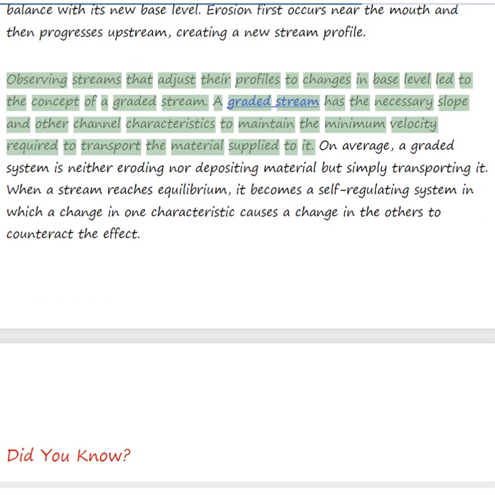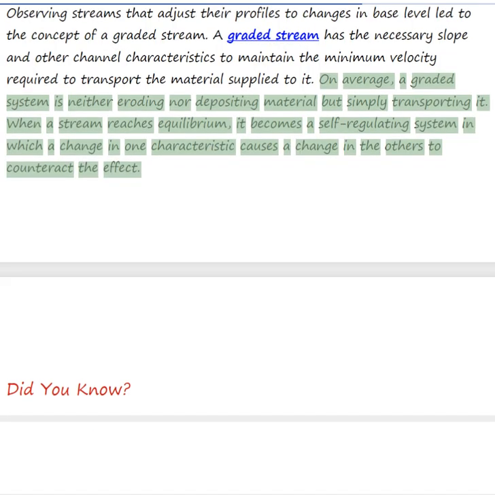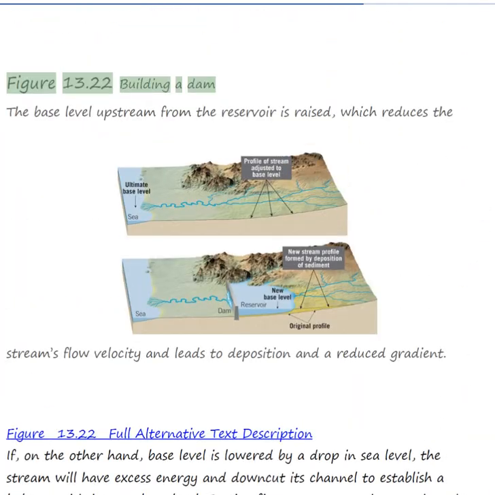Observing streams that adjust their profiles to changes in base level led to the concept of a graded stream. A graded stream has the necessary slope and other channel characteristics to maintain the minimum velocity required to transport the materials supplied to it. On average, a graded system is neither eroding nor depositing material but simply transporting it. When a stream reaches equilibrium, it becomes a self-regulating system in which a change in one characteristic causes a change in the others to counteract the effect. Figure 13.22 Building a dam.